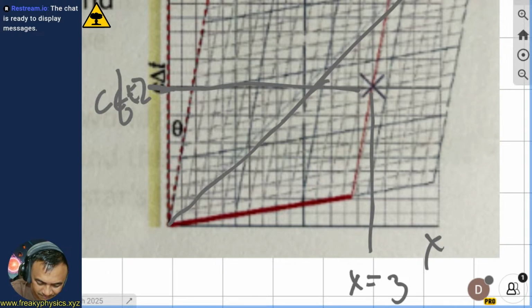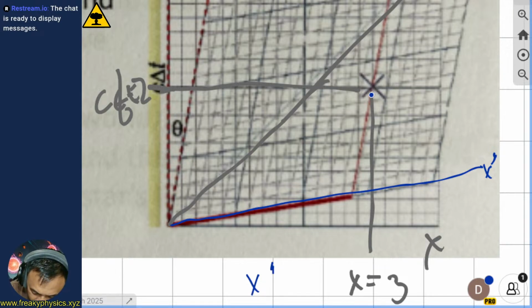Let's take a look at the prime values. Where's our x prime axis? That's our x prime axis. So what's x prime here equal to? It's here. According to this, counting 1, 2, 3, 4, 5, 6, 7, 8, 9, 10, 11, 12, 13, 14, this is 14 little squares, which would be 2.8. X prime will be 2.8.